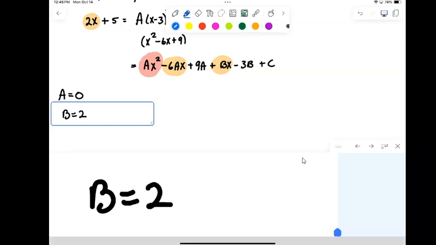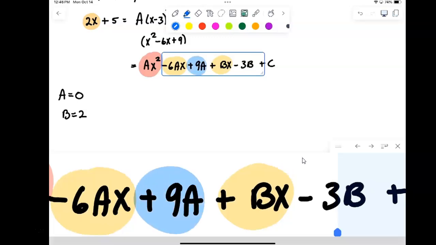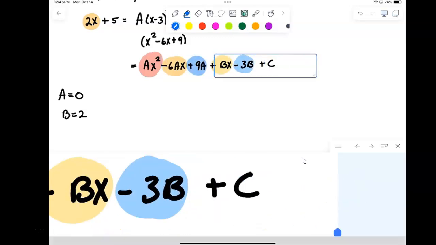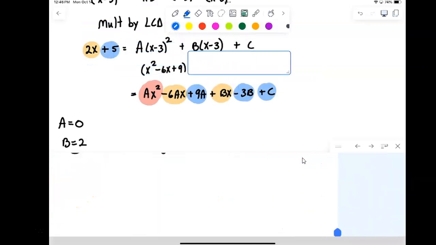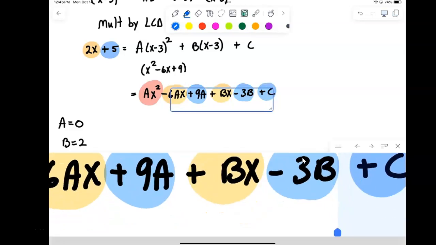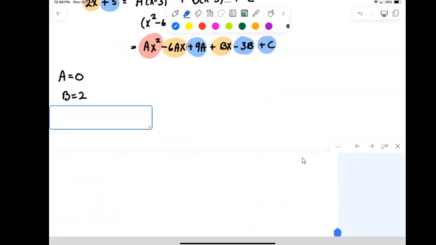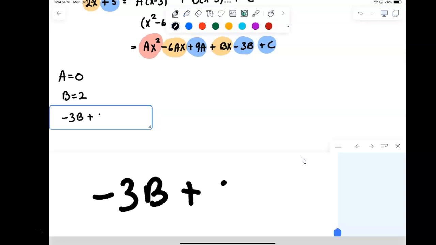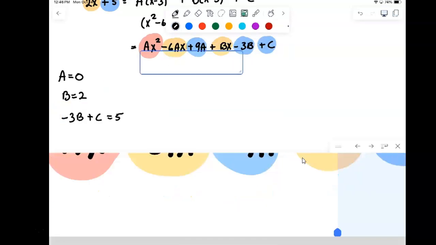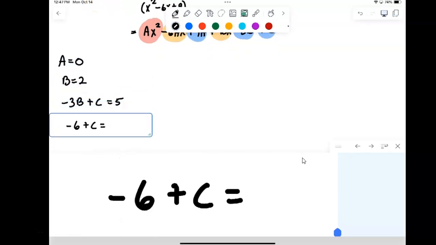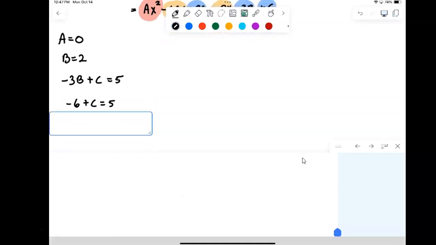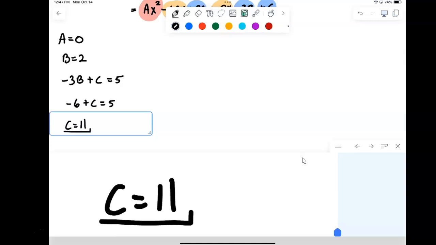All right, and then finally, we have 9A minus 3B plus C has to be equal to 5. Well, again, A is 0, so we have minus 3B plus C has to be 5. But we know that B is equal to 2. So minus 6 plus C has to be 5. So C must be 11.